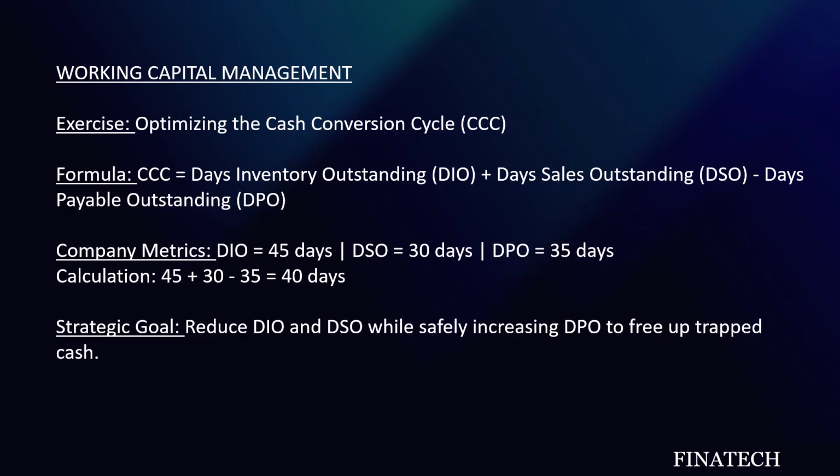What is the target goal? The target goal is to reduce the DIO and the DSO while safely increasing DPO to free up trapped cash.